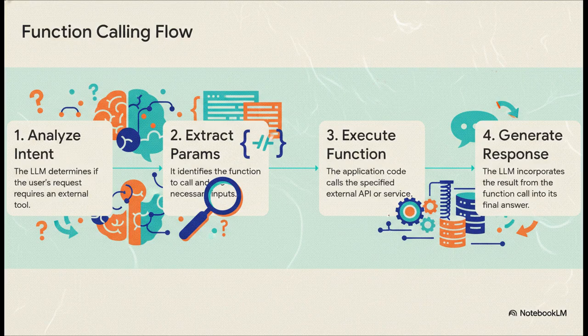It smartly identifies which function to call and what inputs that function needs. Step 3, execution, is where we come in. Our own Spring application code receives those instructions from the AI and actually makes the call to the API or service. And finally, in step 4, the result of that call is fed back to the LLM, which then generates the final, polished, context-aware answer for the user.